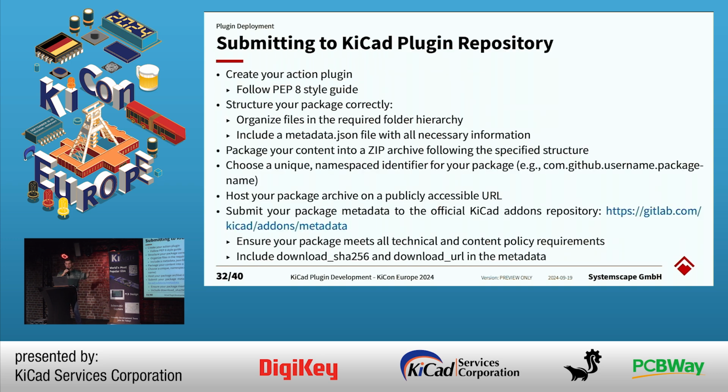Yeah, so just to summarize it, if you want to submit it, you can create your own action plugin. You should follow the PEP 8 Python style guide, then structure it correctly, like in the folder hierarchy, include this metadata.json file, then package it into a zip archive, then create the SHA hash, add this, and then you host it on a publicly accessible URL, like most people do, GitHub release pages, and have the zip file there, and then you take that link and add it into the metadata.json, and then you open a pull request in the add-ons repository.